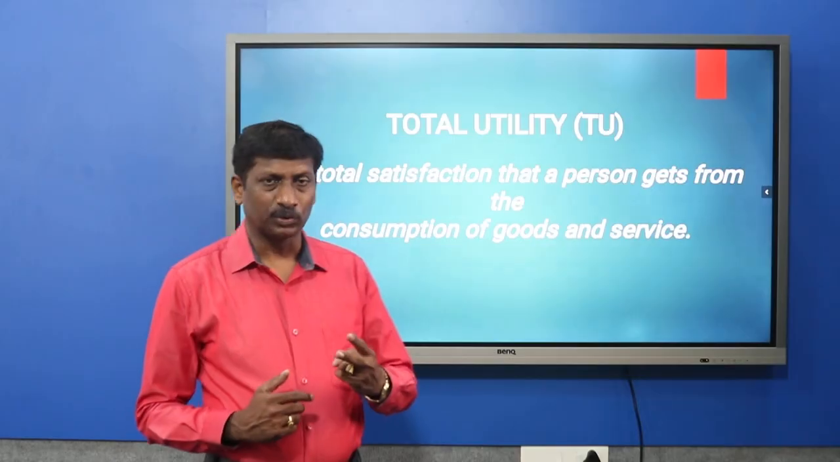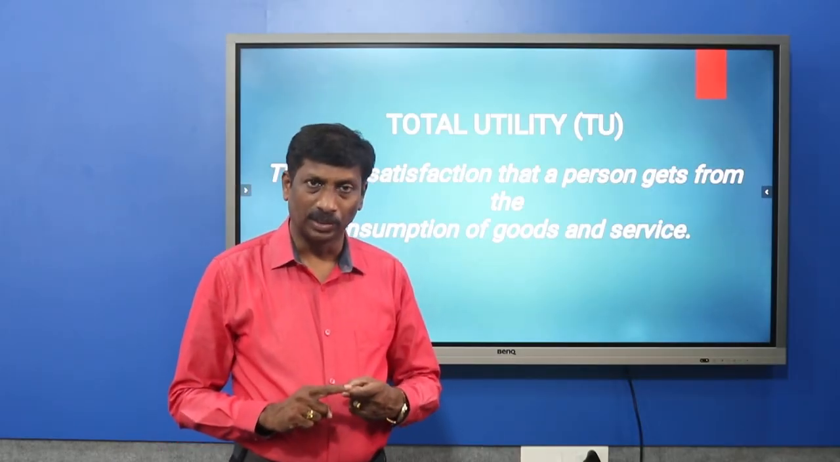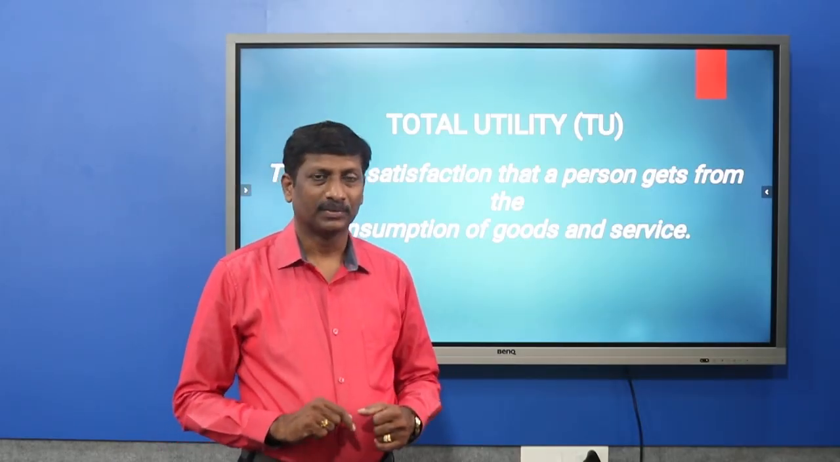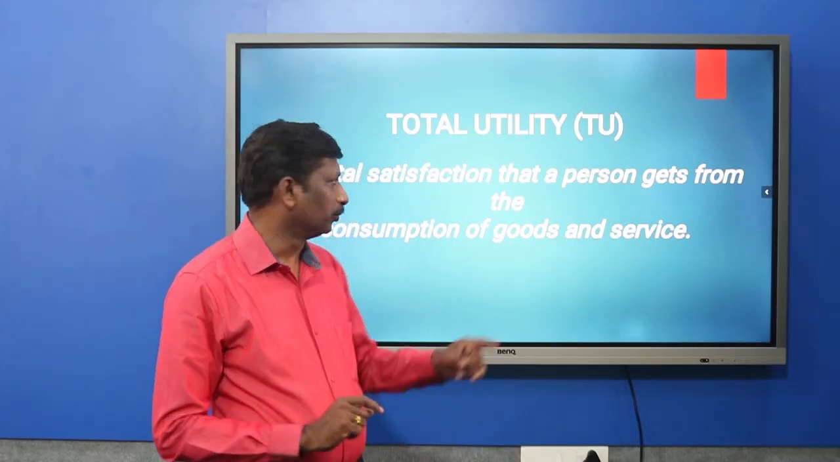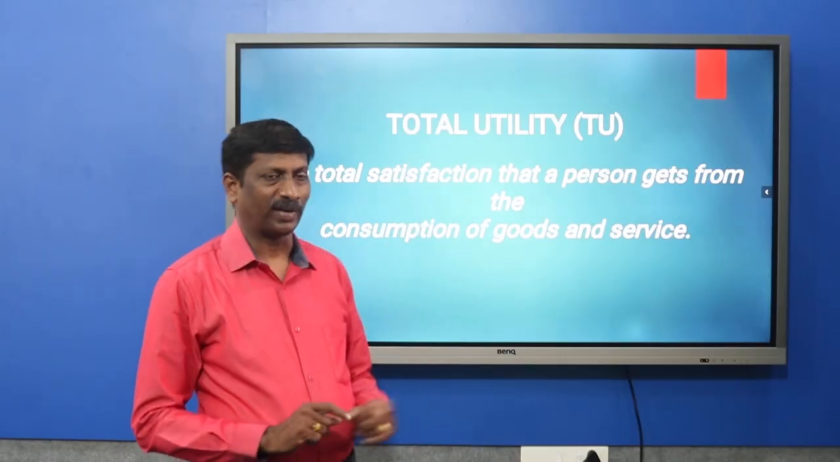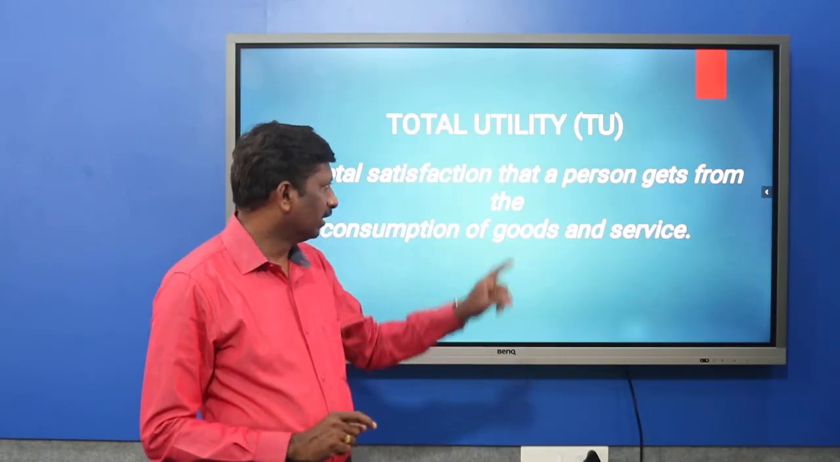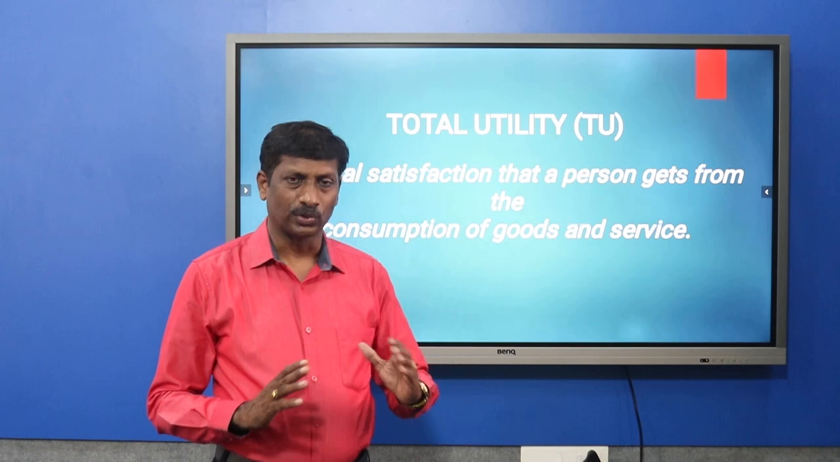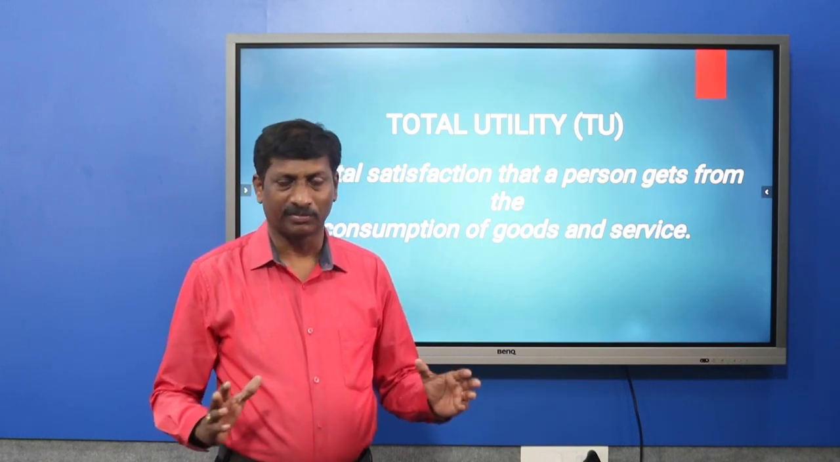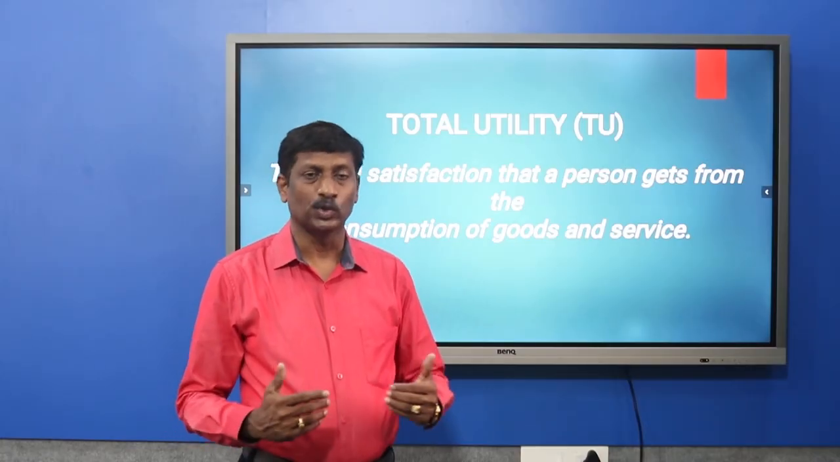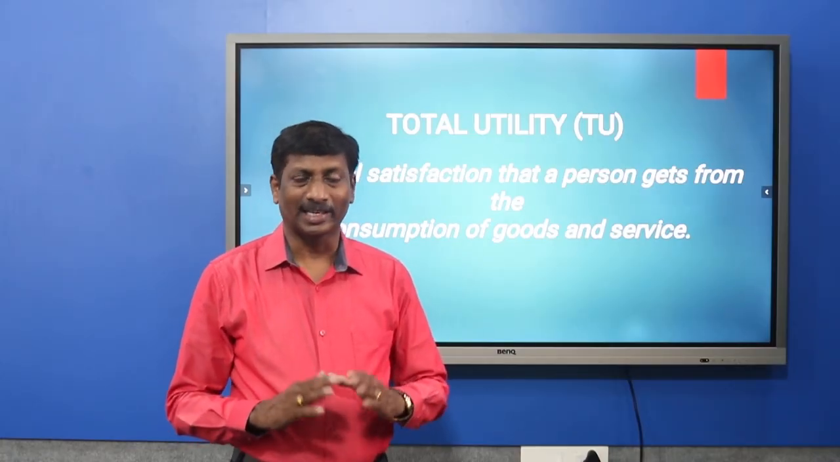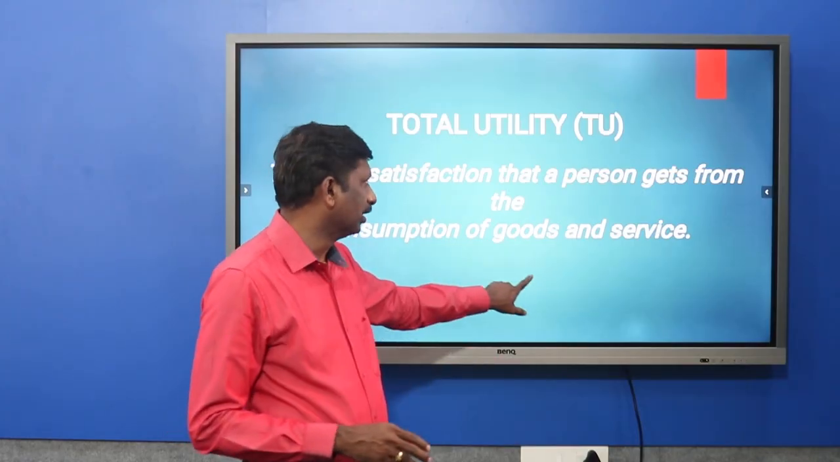We have to start with two technical terms, total utility and marginal utility. Let me first explain the meaning of the term total utility. Total utility is the total satisfaction that a person gets from the consumption of goods and services. By consuming different commodities, how much total happiness a consumer is getting is explained by the term total utility.